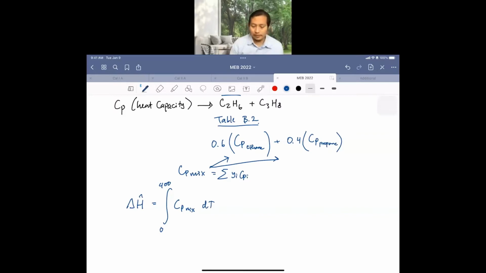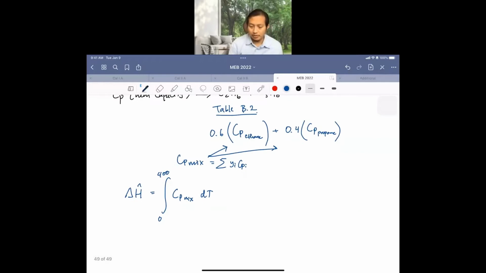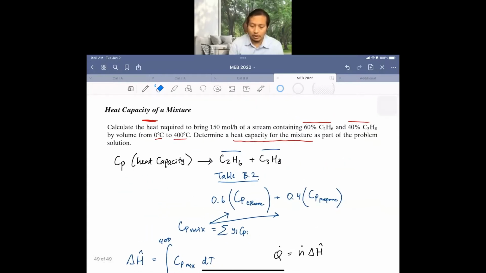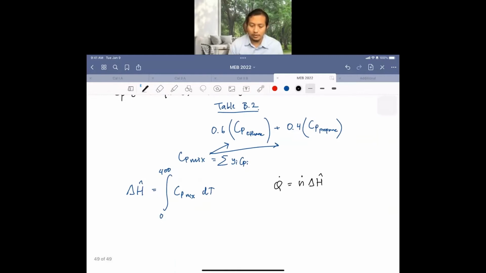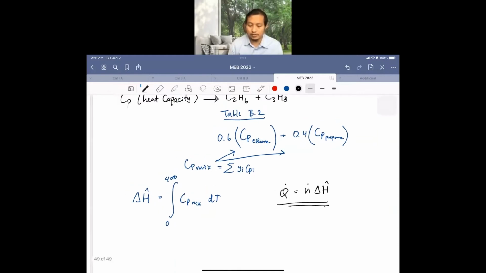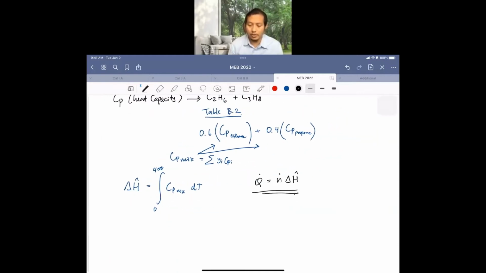And then after we get the specific enthalpy, we could evaluate the heat flow by just multiplying with the molar flow. That we have the 150 mole per hour, and we could solve this heat flow required, right?